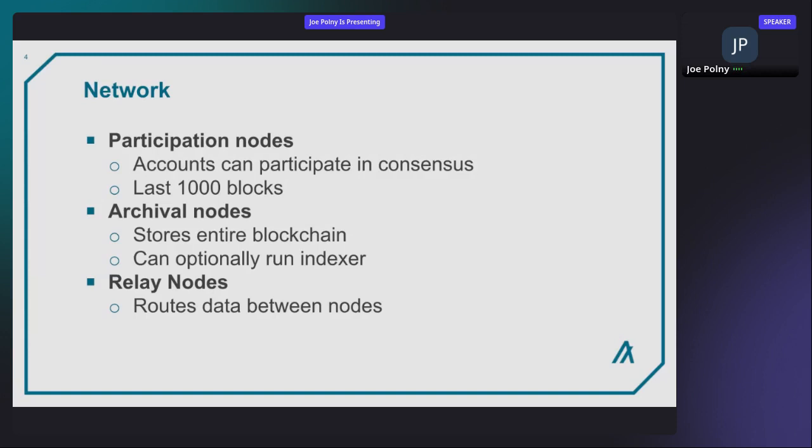And then finally, we have relay nodes, and these nodes don't participate in consensus. What they do is they route traffic within the network. So essentially, they are just to ingest data, and then they spread it out across different participation nodes. And this is what helps the network run fast and reliably, rather than just relying on the peer-to-peer connection between participation nodes.